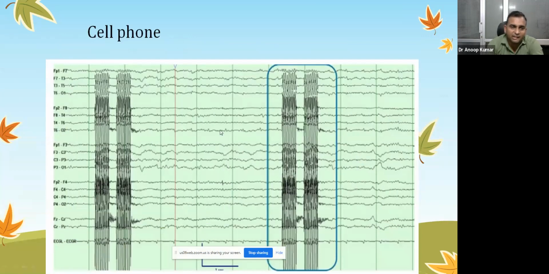Yes, these are very interesting artifacts. Whenever the patient has a phone in their pocket, or the doctor or technician has a phone, and whenever the cell phone rings, then you can get these types of artifacts. They are the classical cell phone artifacts. So whenever you do EEG, please take care of that. You should not have these mobile phones in your pocket, and they should be kept aside.